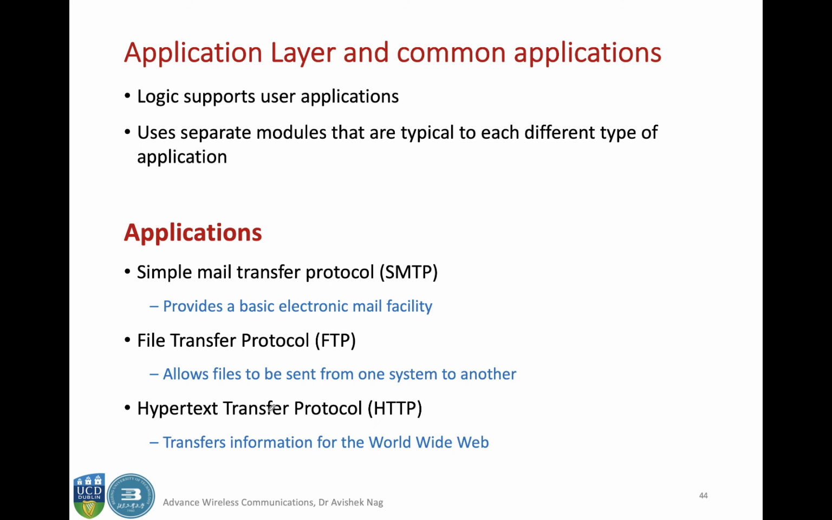And then finally the application layer, which is the user layer. This supports the user applications, and it uses separate modules that are typical to each different type of application. So for example, your email uses the SMTP protocol, or simple mail transfer protocol. For file transfer, you use the FTP protocol, and then for web browsing, you use the hypertext transfer protocol or HTTP.